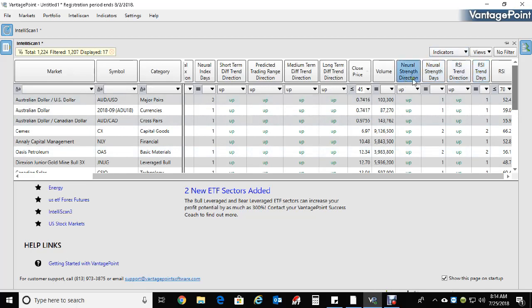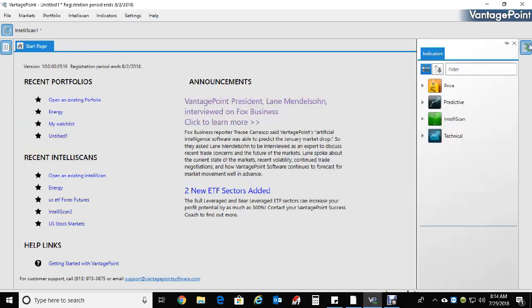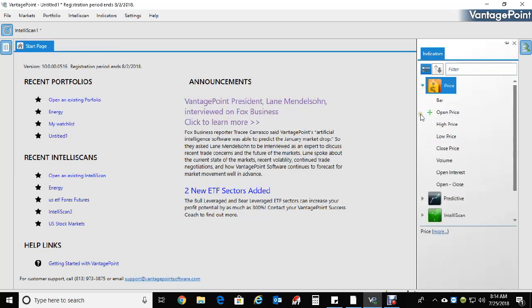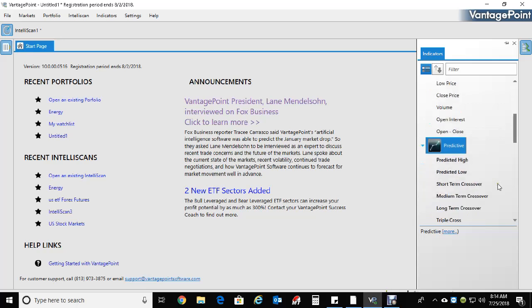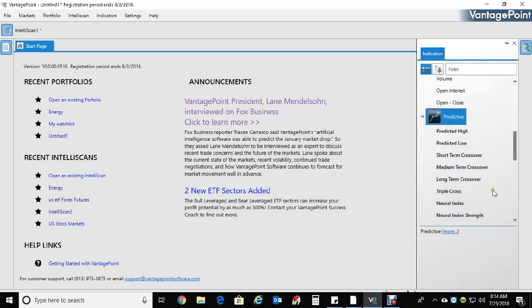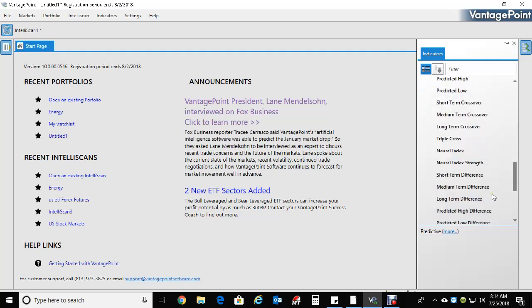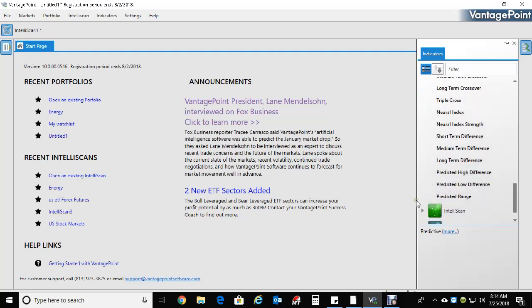Then we added the neural strength direction, the neural strength days, and the RSIs from your indicator tab, where you also found the close price. You can add all of these to your IntelliScan by clicking on the plus sign on the left side of it. So we have price indicators, you have predictive indicators. A lot of them are already on your IntelliScan and on your chart. And then the last section you have is the intelligence.